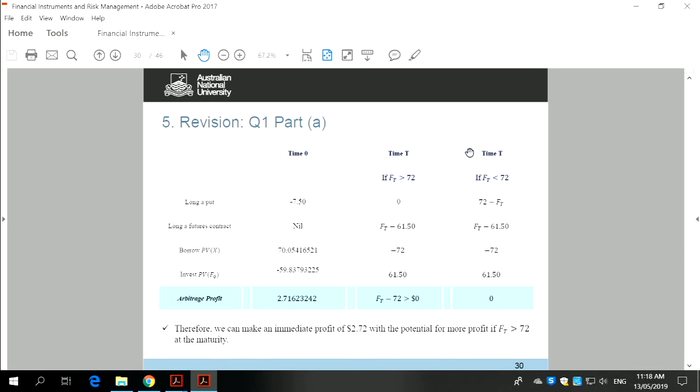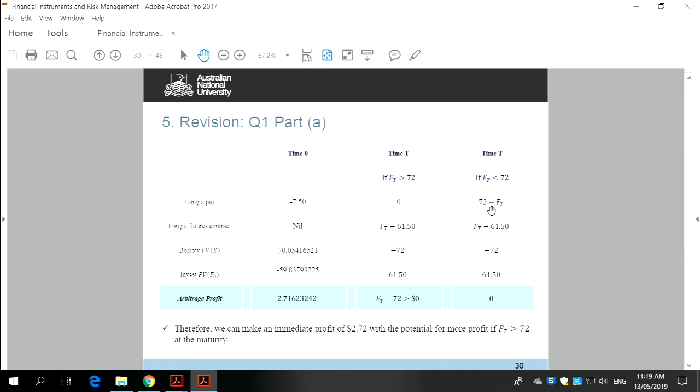Okay, so the alternative scenario is where the futures price finishes lower than 72. If it finishes lower than 72, then we exercise the put, and we get a payoff of 72 minus FT. A student emailed me, asking: I know that if we exercise the put option, we're going to be paid the cash amount of 72 minus FT. But at the same time, I would also end up with a short position in the futures contract. What should I do with the short position in the futures contract?